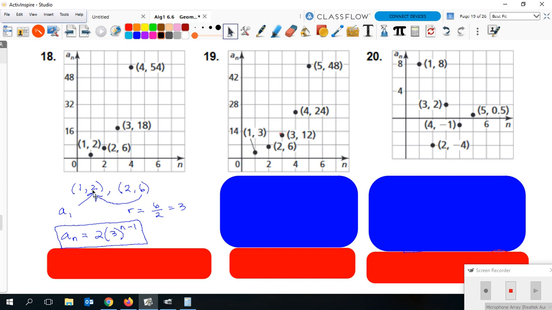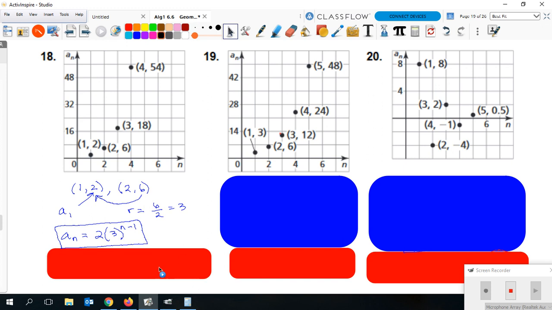From the second one to the first one, you can put the second one over the first one and then get your common ratio that way. That way you could see, yes, you're multiplying 2 times 3 to get 6, 6 times 3 to get the 18, 18 times 3 to get the 54. That's how it's growing. You keep multiplying by 3 every time. So that's what our equation should look like.